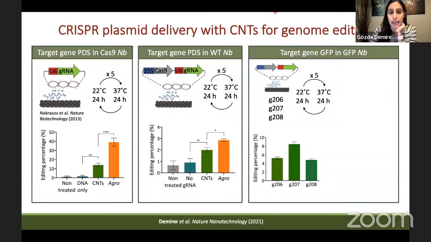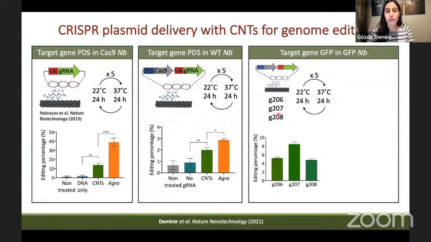And in the last case, I'm going to show the editing of the Gfp gene. Here we had the Gfp transgenic plant, and we wanted to knock out the Gfp in that plant. This time we designed 3 guide RNAs targeting different parts of the Gfp gene, just to study if the location in the gene makes a difference. And again, the same heat treatment. We see varying efficiencies with different guide RNAs from 4 to 8%, but it wasn't a very drastic difference between different guide RNAs. All guide RNAs were designed ideally in terms of their sequence.